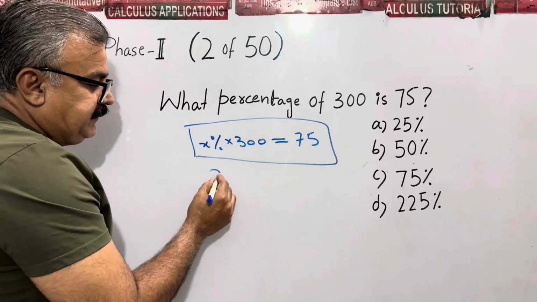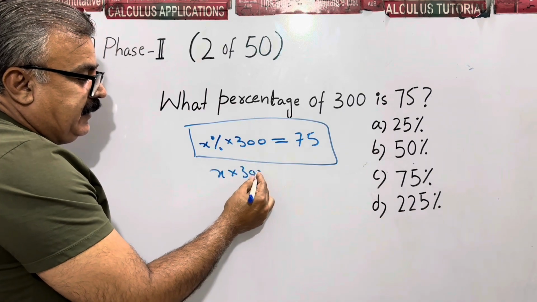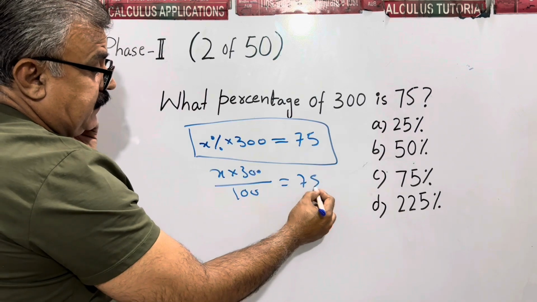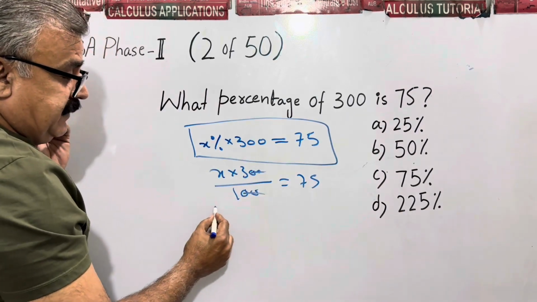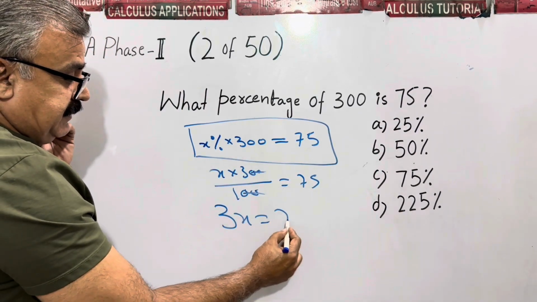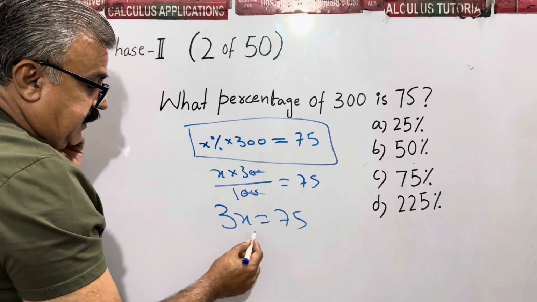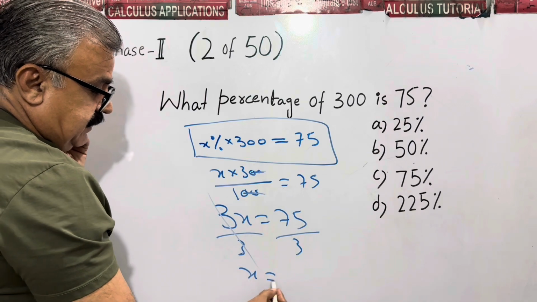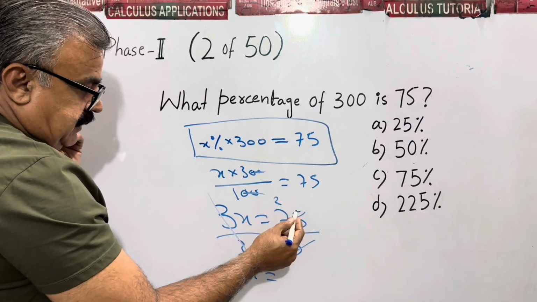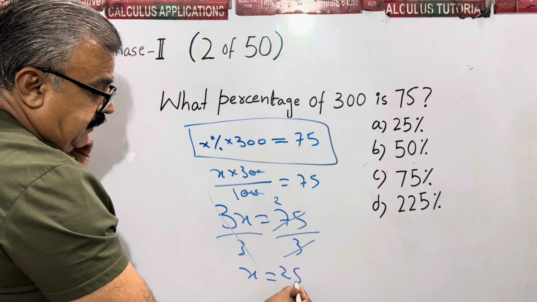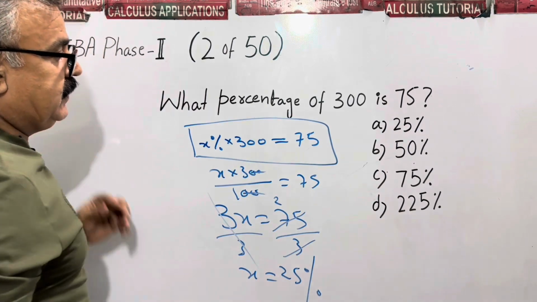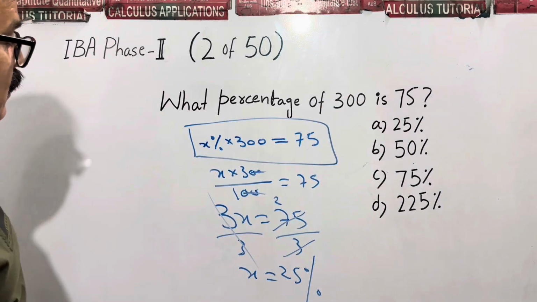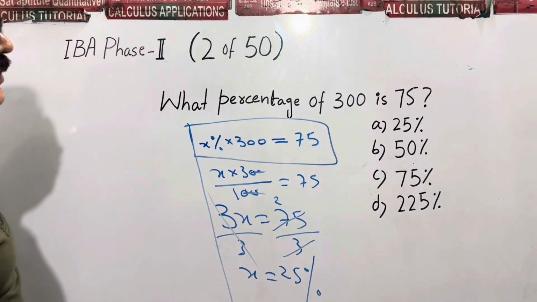To remove percent, divide by 100. The 00 cancelled out. So we have 3x is equal to 75. Solve for x. Divide by 3 on both sides. Getting rid of 3, x is equal to 25%. So 25% of 300 is 75.